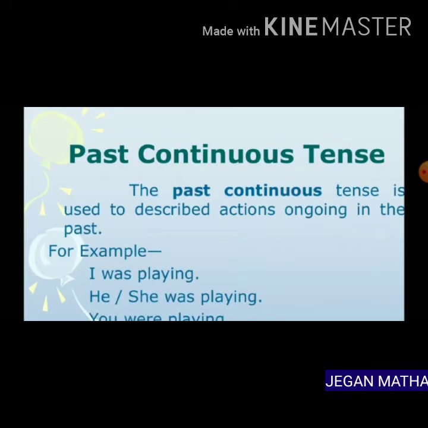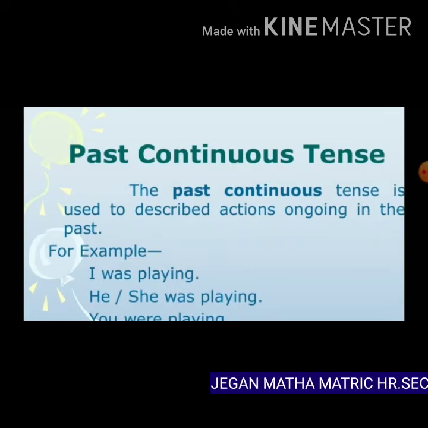Past continuous tense, how will you use? The past continuous tense is used to describe actions ongoing in the past. So that is the continuous form: was plus verb ing, or were plus verb ing. I already told you where to use was and were. When the subject is plural, we use were. If the subject is singular, we use was.